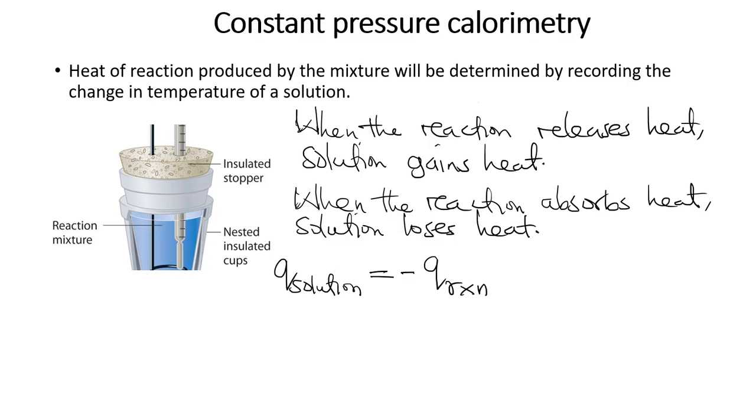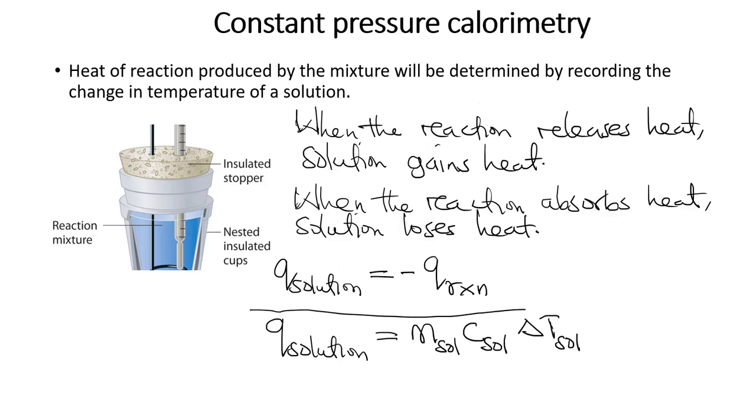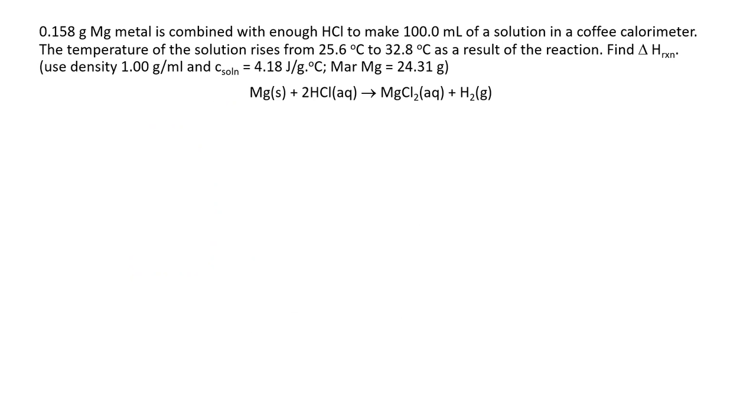And if we use the heat equation, the heat of solution will be given by the mass of solution times the specific heat capacity of solution times the change in temperature of solution. So we will see how important this equation is and how we use it in our calculation of constant pressure calorimetry problems. So keep this equation. Let's go on and solve a problem.